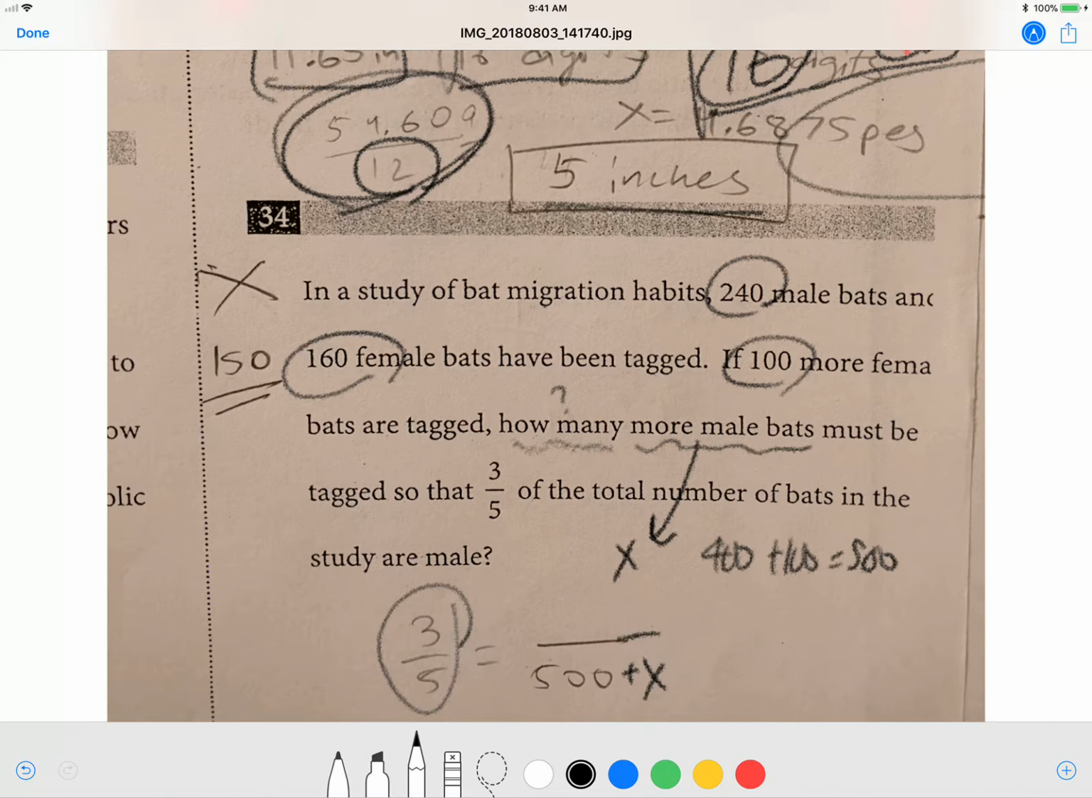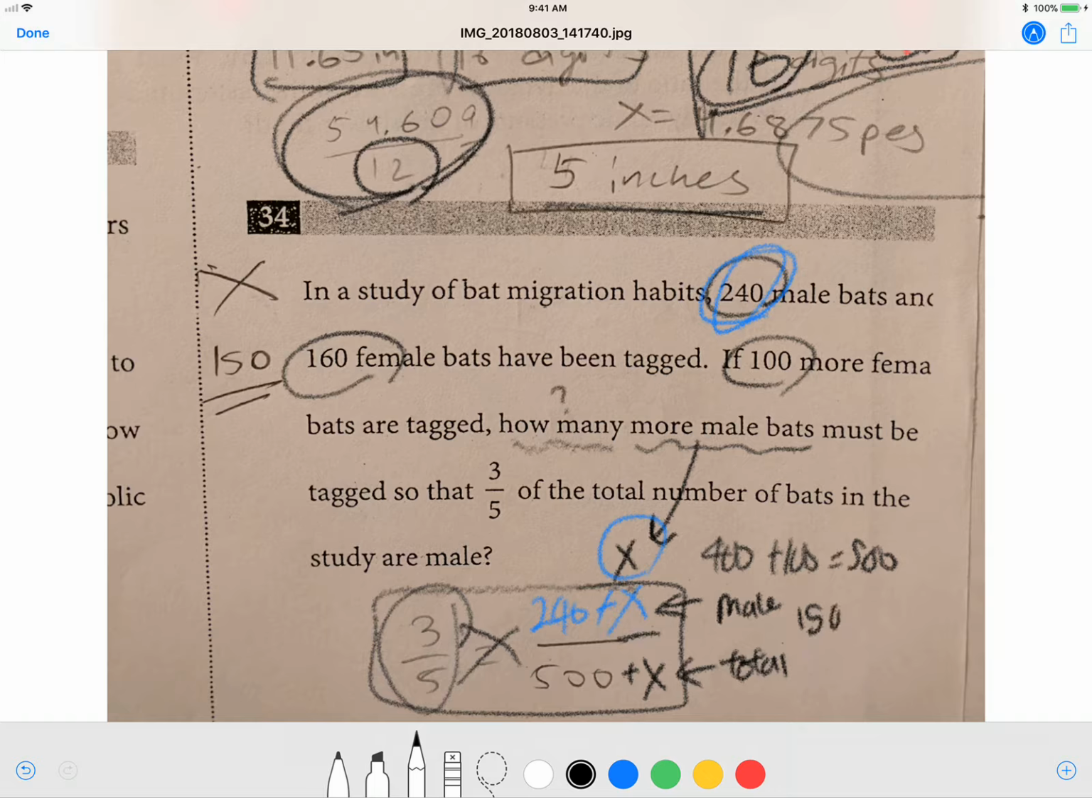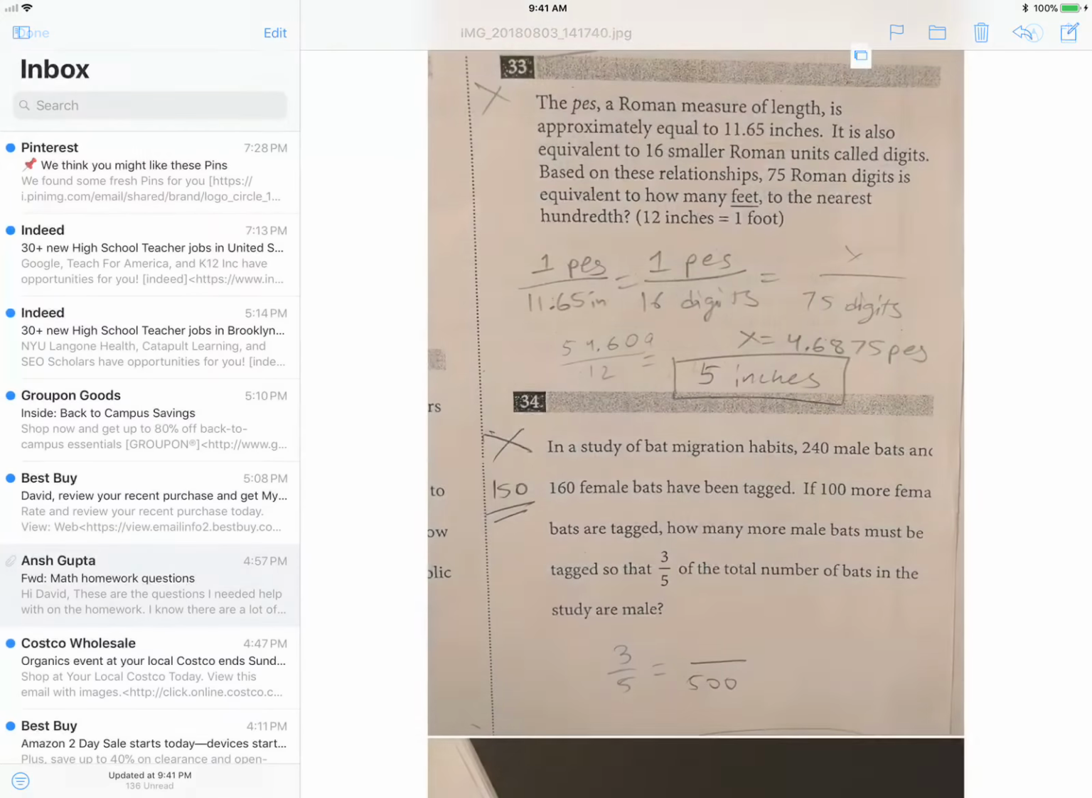Cross multiply, and you get, let's see, 1500 plus 3x is equal to 1200 plus 5x, and if you move everything around, I think you get 300 is equal to 2x, so x would be 150. Let me know if that's correct. I'm sure I did everything correctly there. So that is the ratio you set up. Cross multiply, solve for x. That's all you have to do. Okay, so that's done.